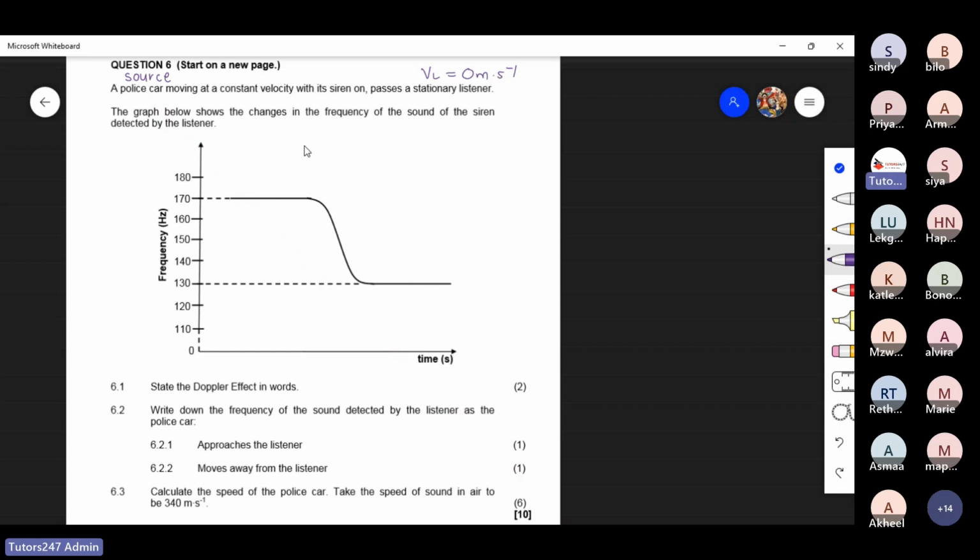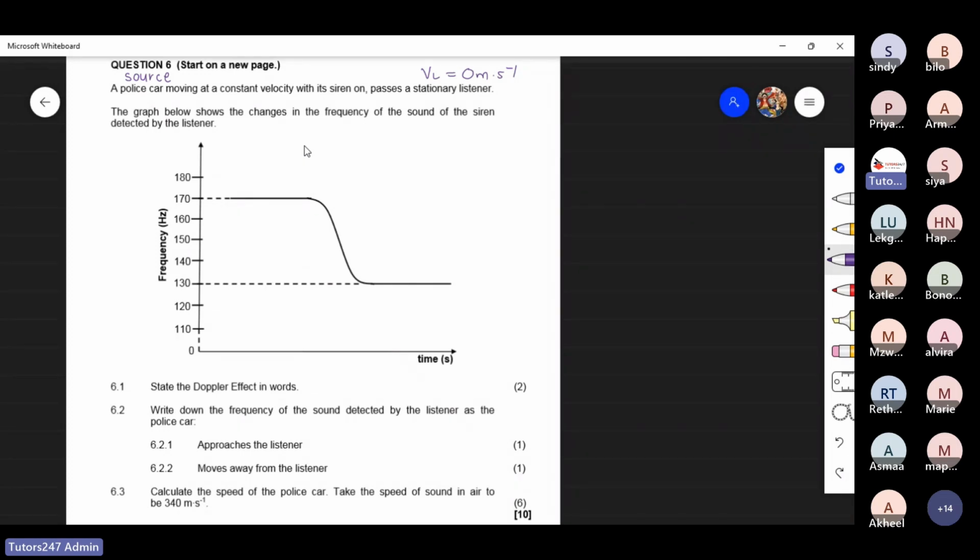The graph below shows the changes in the frequency of the sound of the siren detected by the listener. So this graph represents the frequencies detected by the listener. Okay, so keep that in mind. This graph is for the listener, not the source, which means that this graph represents the, who is it?